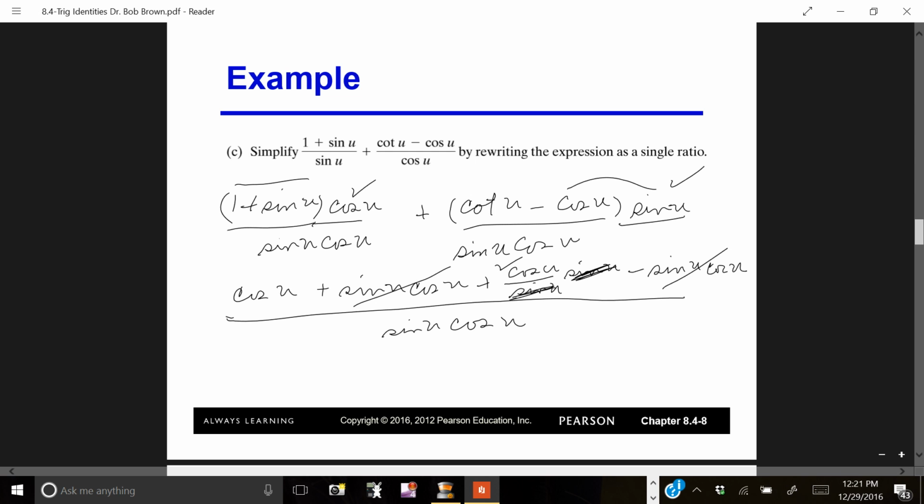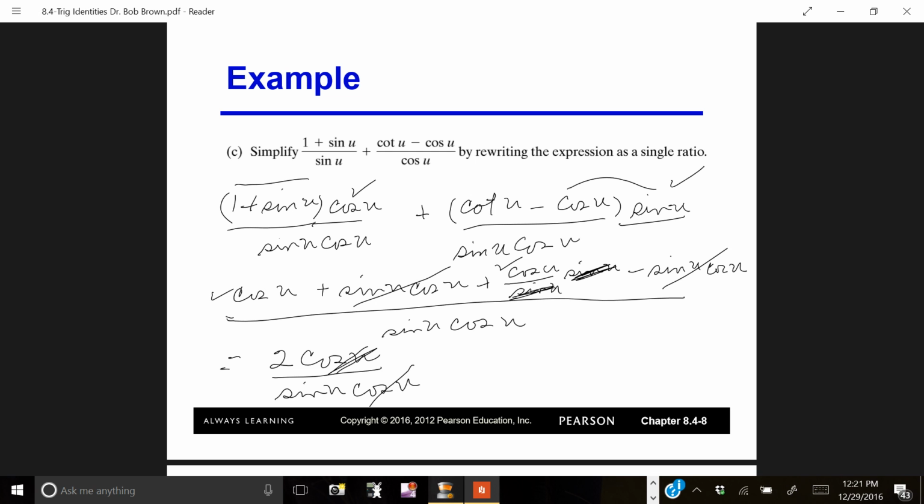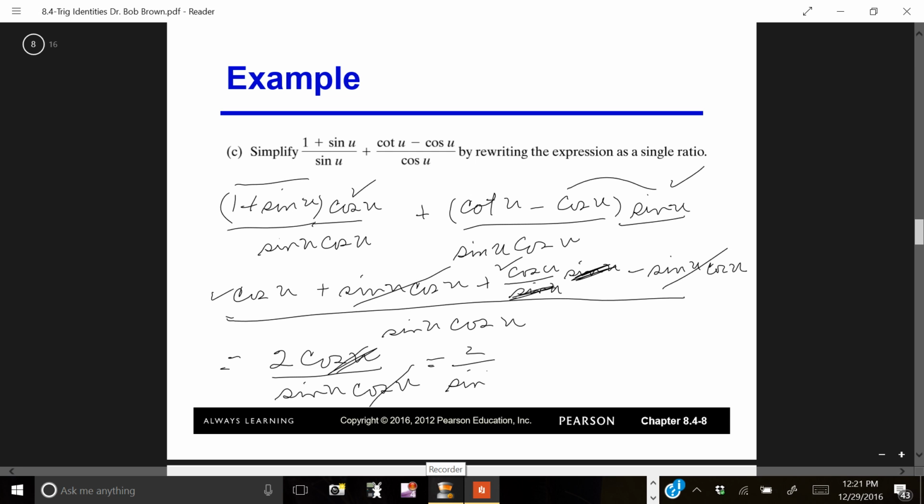And this is cosine u and this is cosine u. So we get 2 cosine of u over sine u cosine of u. The cosine of u's cancel, and we have 2 over sine of u, which we could leave the same. But remember that 1 over sine of u is cosecant of u, so it should be equal to 2 times cosecant of u.